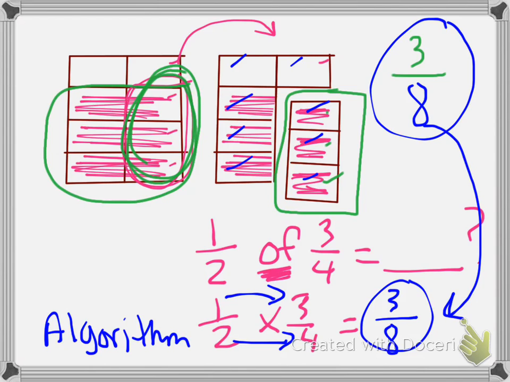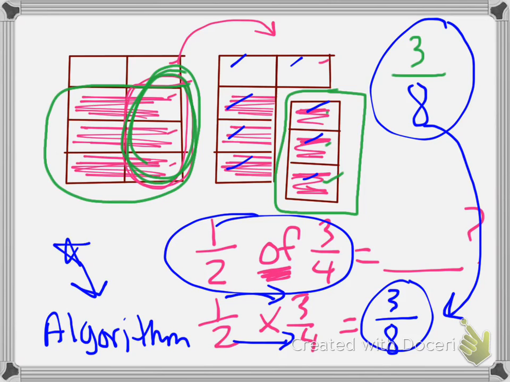Okay? So, using pictures, we can understand why when you have a fraction of another fraction that you use multiplication. But the shortcut, of course, is to use the algorithm because that's going to get you the answer much faster.